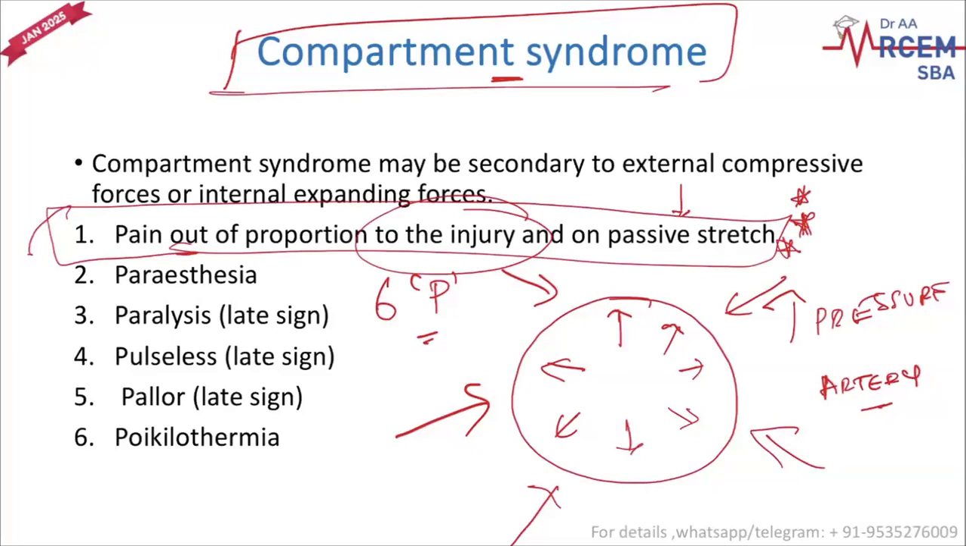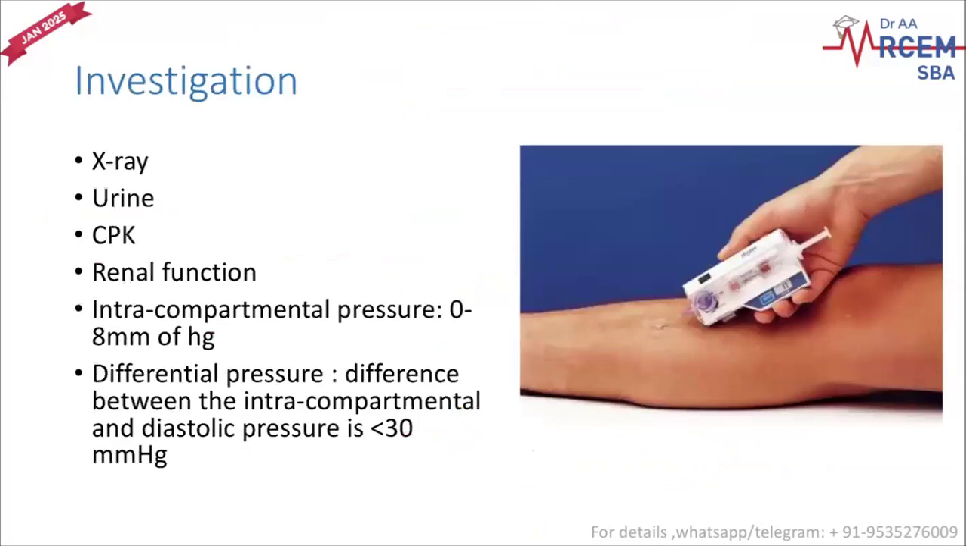The earlier signs after that are paresthesia and poikilothermia. What is paresthesia? Abnormal sensation. Poikilothermia, cold. They are quite early, but not as early as the pain out of proportion to the injury. The late signs are paralysis, where they are not able to move their fingers or toes at all, loss of pulse, and pallor. Those take time to develop, hours together. The earliest sign is the first one you need to remember, and after that, paresthesia and poikilothermia.